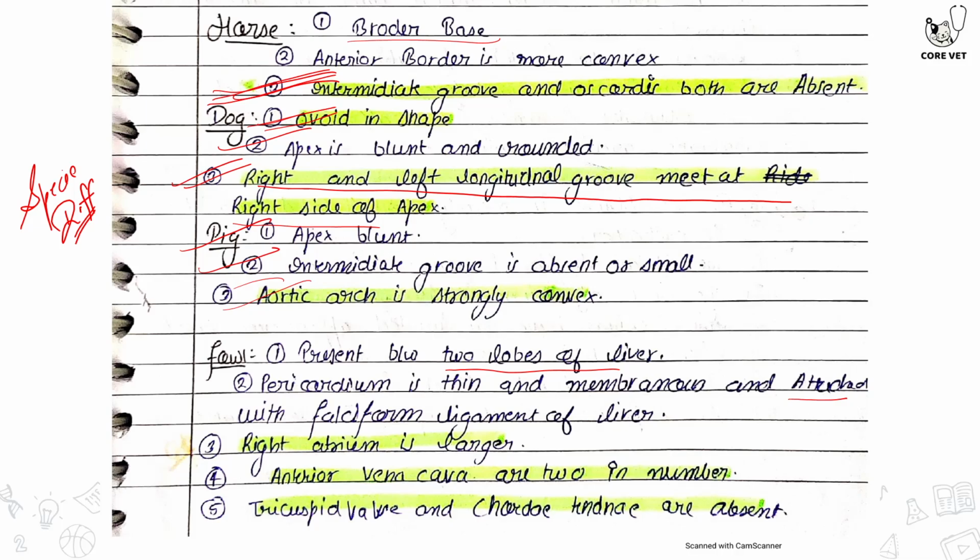The right atrium is larger. Here is the difference: the left is generally larger, but in the case of the fowl, the right atrium is larger. The anterior vena cava are two in number. Generally there is only a single anterior vena cava which opens into the right atrium, while in the fowl there are two anterior vena cava. The tricuspid valve and the cardiac tendon are absent. So the tricuspid valve is itself absent.